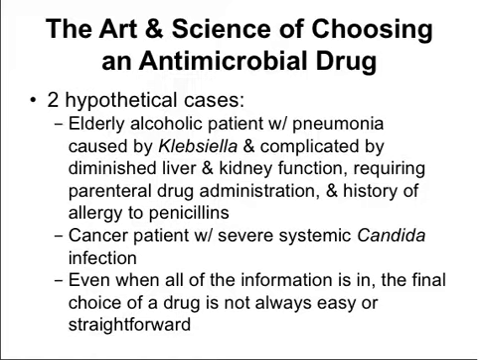Now think about these two cases for a second, right? Elderly alcoholic with pneumonia caused by Klebsiella, complicated by diminished liver and kidney function, meaning what? The ability to get these drugs out of the system is compromised in this patient, and so we're going to have to find the minimum inhibitory dose, and it can't be in a class of drugs related to penicillin, right? Because he's already shown a hypersensitivity. In a cancer patient, we have reduced ability to deal with our normal flora and fauna, let alone our pathogens.